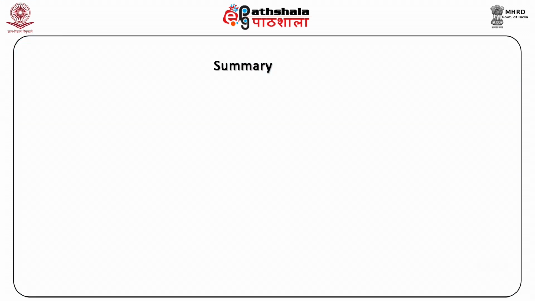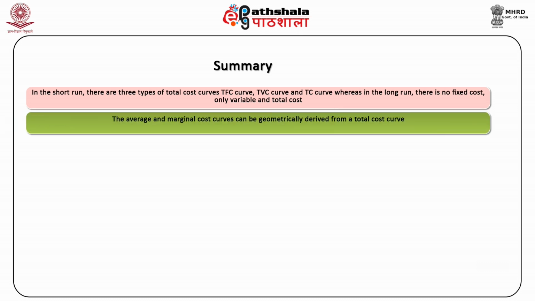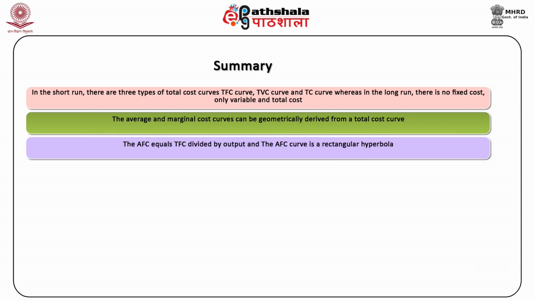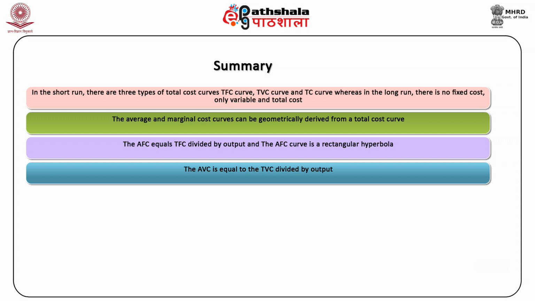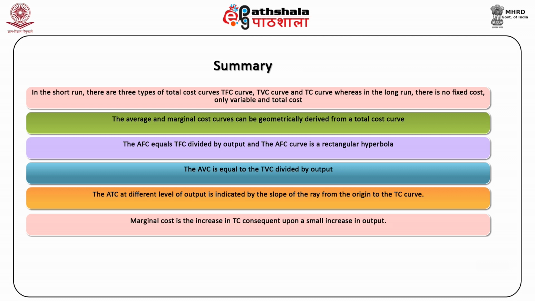Let us now recapitulate what we have learned in this module. In the short run, there are three types of total cost curves: total fixed cost curve, total variable cost curve, and total cost curve, whereas in the long run, there is no fixed cost, only variable and total cost. The average and marginal cost curves can be geometrically derived from a total cost curve. The average fixed cost equals TFC divided by output, and the AFC curve is a rectangular hyperbola. The average variable cost is equal to the TVC divided by output. The ATC at different levels of output is indicated by the slope of the ray from the origin to the TC curve. Marginal cost is the increase in TC consequent upon a small increase in output.